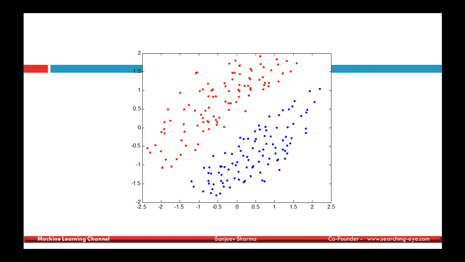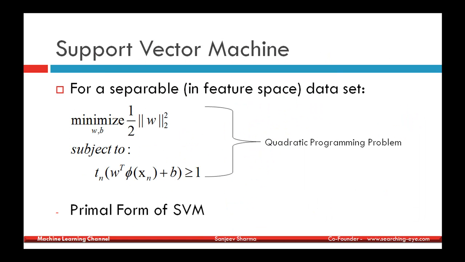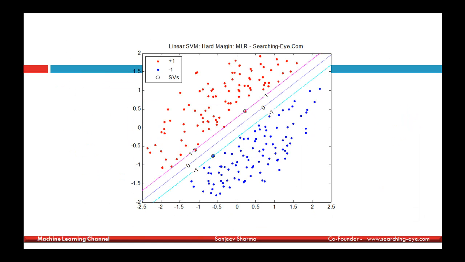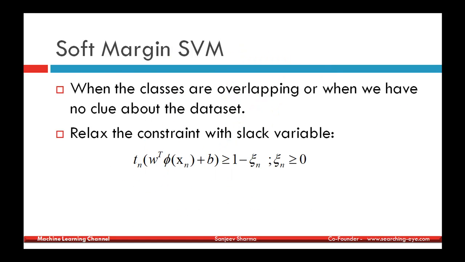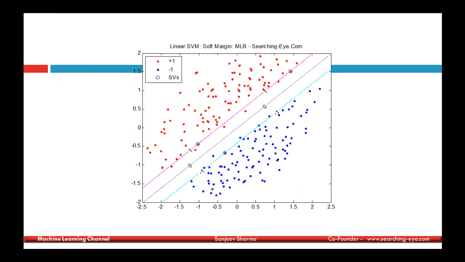And this was the original separable dataset that we have considered, and this was a solution using the hard margin SVM, and here's a solution using the soft margin SVM. As we can see, the SVM has further increased the margin.